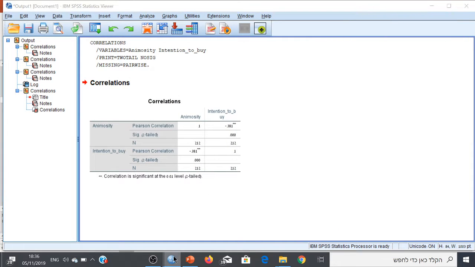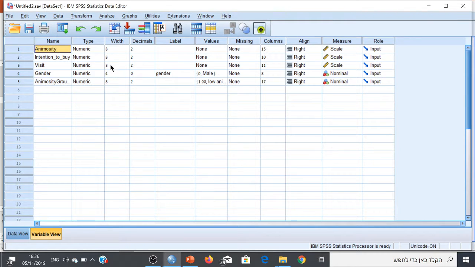Today, we'll be looking into the relationship between two variables, animosity and intention to buy, and we'll be examining the relationship by conducting a Pearson correlation using SPSS.